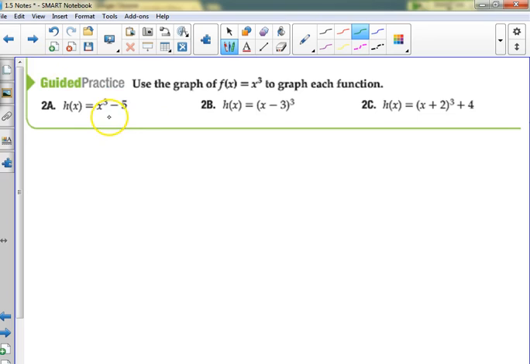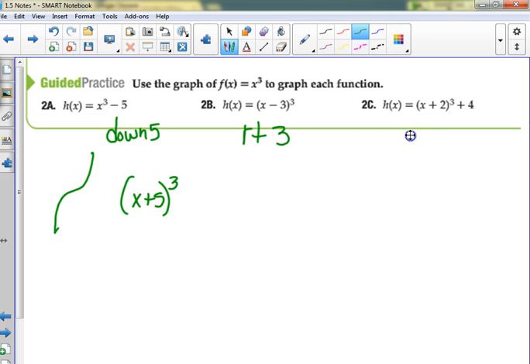All right, what about this one? Takes your basic cubic graph and does what? Down 5. Left would be this. So what's this one? Right 3. This one? Left 2, up 4. Are we good?